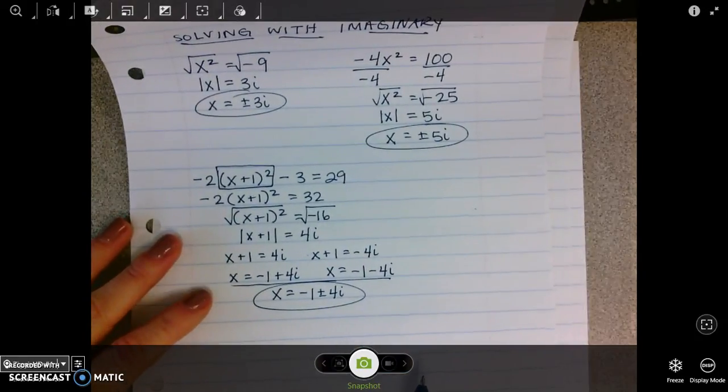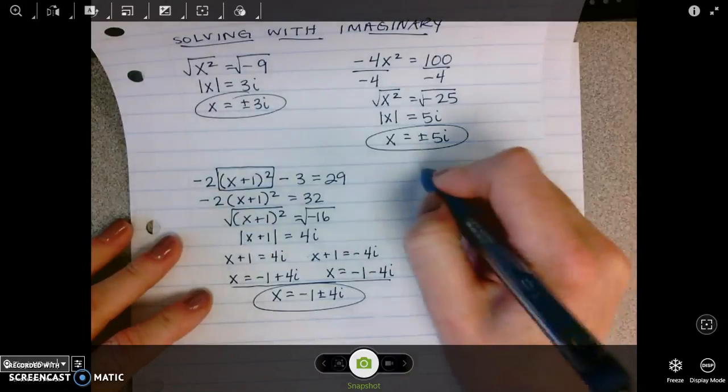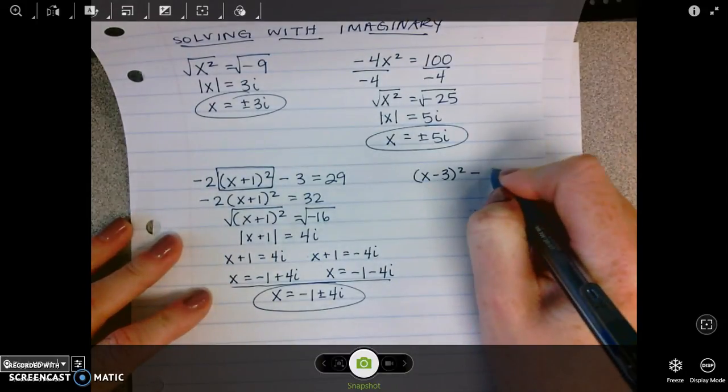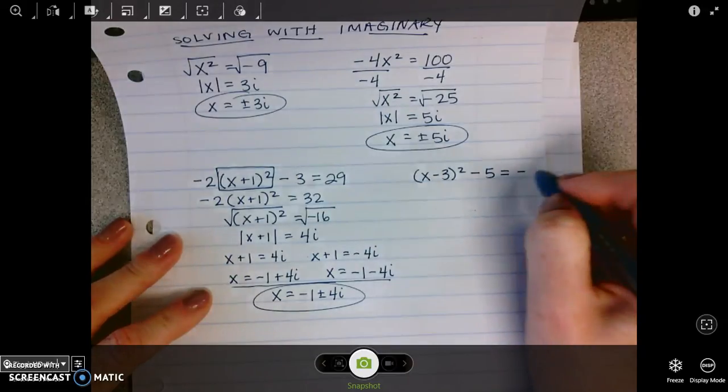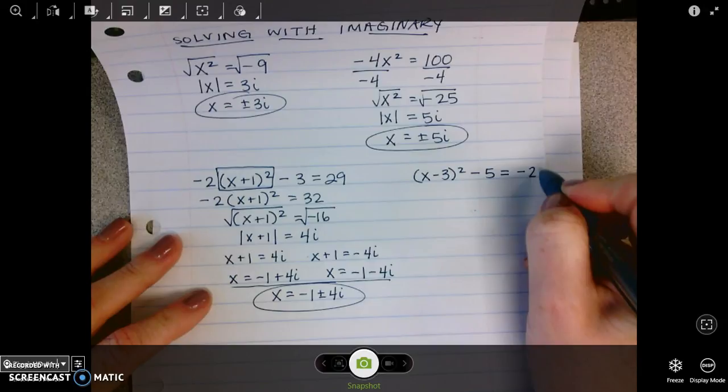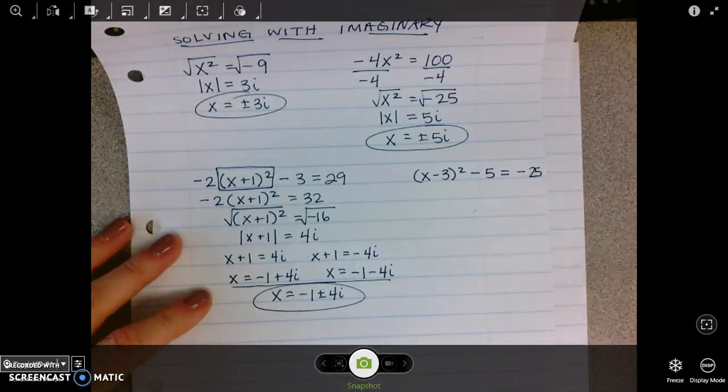That's up to you. Okay, one more example, and then after this you guys can get started on your homework. (x minus 3) squared minus 5 equals -25. So again, pause, solve it, and then come back to check.